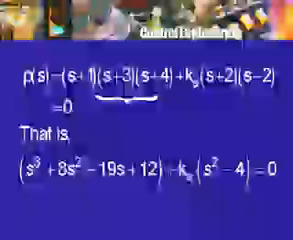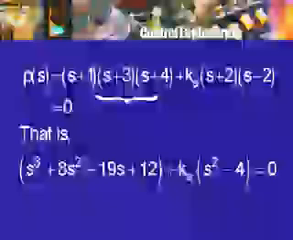I'll get s cube plus 8s squared plus... there is a way of finding out: 3 into 1 plus 4 into 3, 15 plus 4, 19, so 19s, plus 4 into 3 into 1, so 12. If you are good in algebra and if you remember it, there is a nice way of multiplying this out mentally instead of writing it down in two steps.